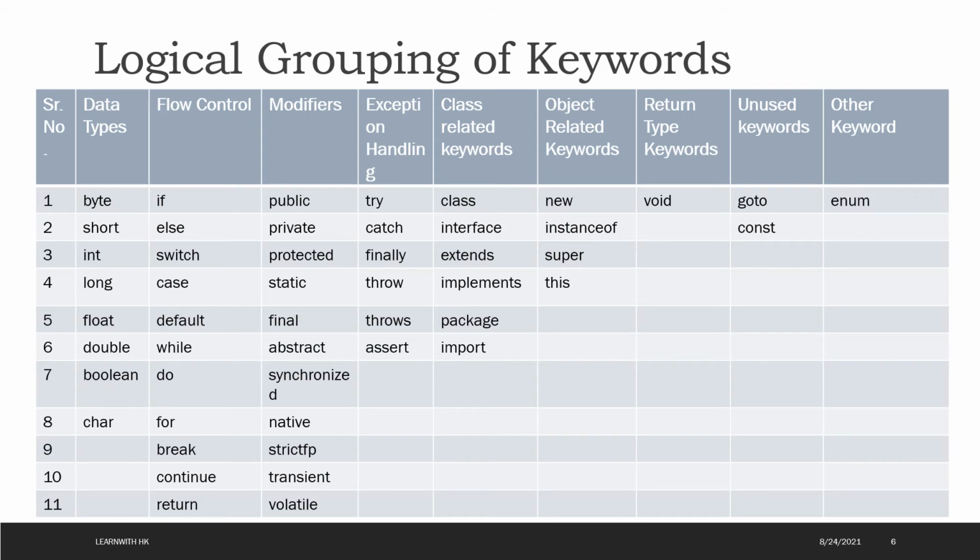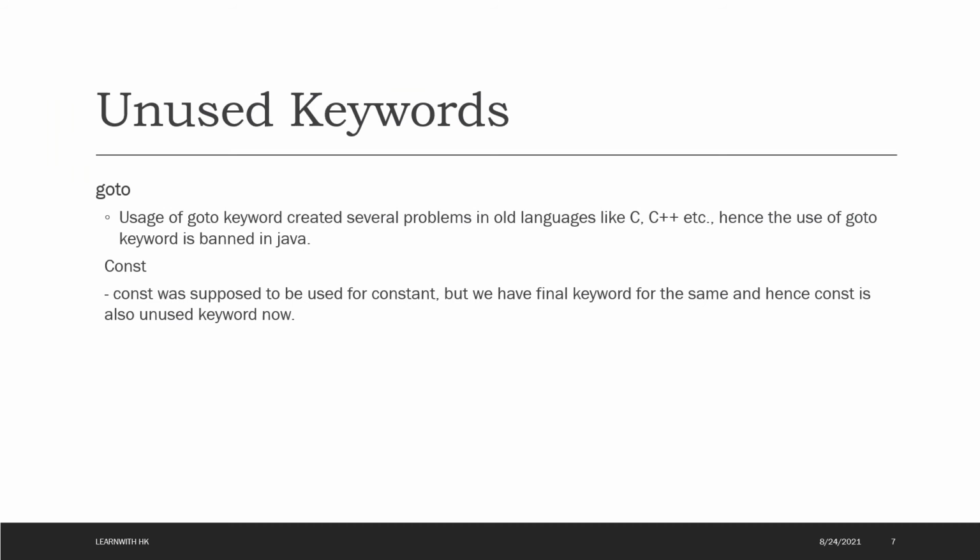Then there is one more keyword for return type, which is void. Then unused keywords, as I already said, goto and const. Then one more keyword is enum. Okay, so let's go to the next slide.